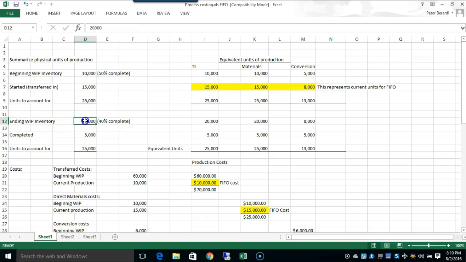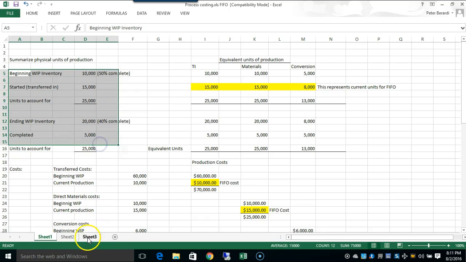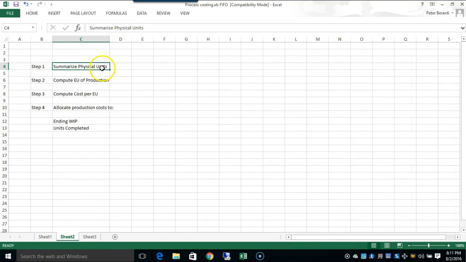Ending WIP inventory was 20,000. The problem tells us that 40% of the conversion costs, of which 20,000 is ending inventory, 40% complete for conversion costs. Units completed of 5,000, therefore units to account for is 25,000. So let me emphasize this. Units accounted for in this section and units accounted for in this section, they must equal. They have to equal. This is nothing more than a T account, which I will show you right here.